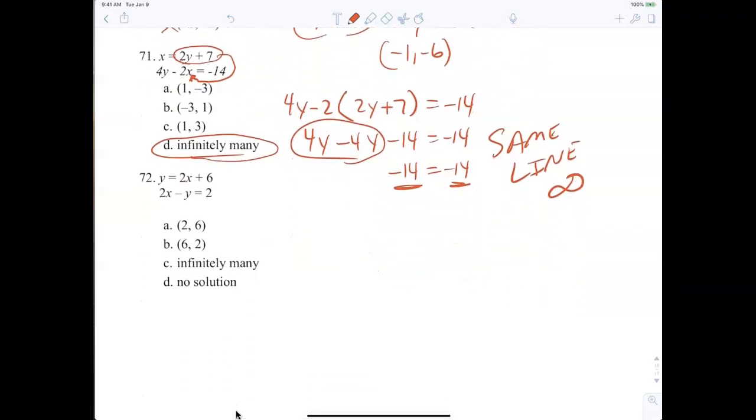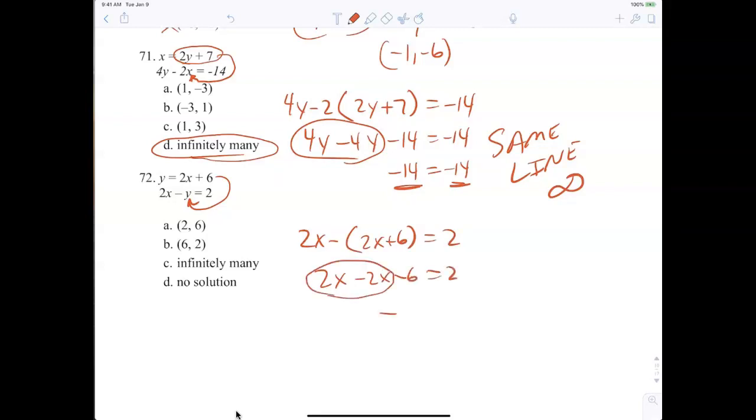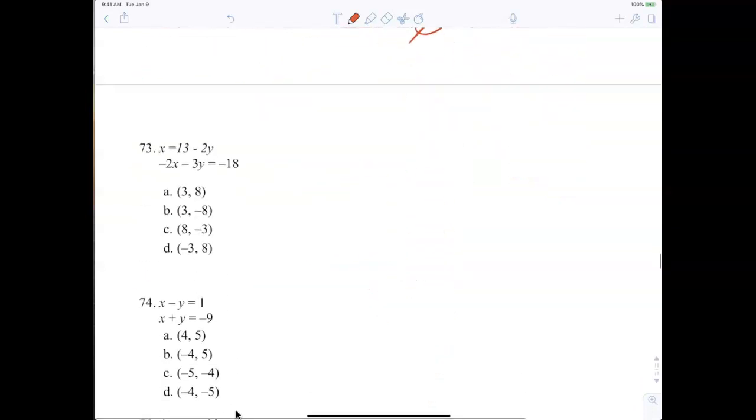All right, now for 72, we make a substitution. So I'm going to put this in here. So 2x minus 2x plus 6 equals 2. 2x minus 6 equals 2. Now again, these cancel out, but this time it's negative 6 equals 2, which is a contradiction. So that means there is no solution. No solution. All right.